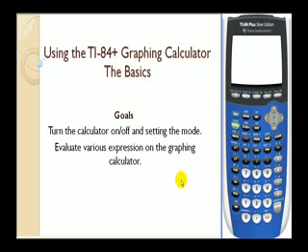Welcome to an introductory video on using the TI-84 graphing calculator. The goals of this video are to be able to turn the graphing calculator on and off, and we'll also cover how to enter various expressions on the graphing calculator, including fractions, exponents, radicals, scientific notation, and evaluating expressions. So let's go ahead and get started.